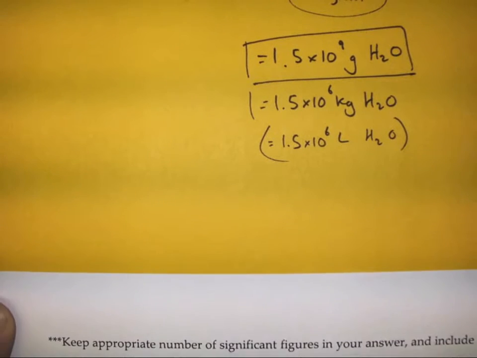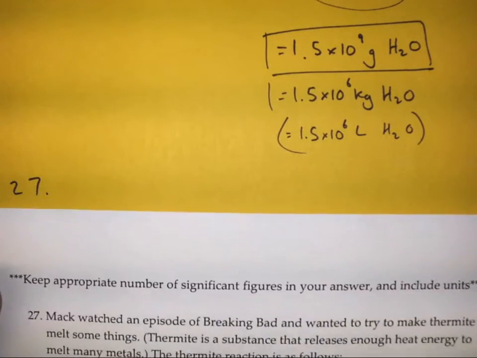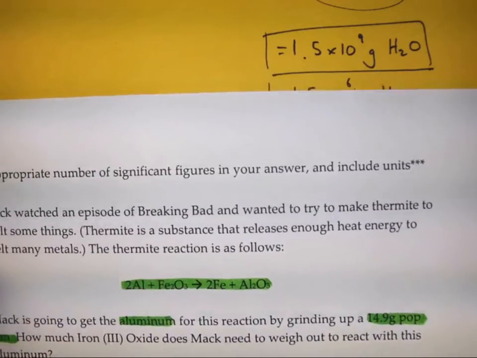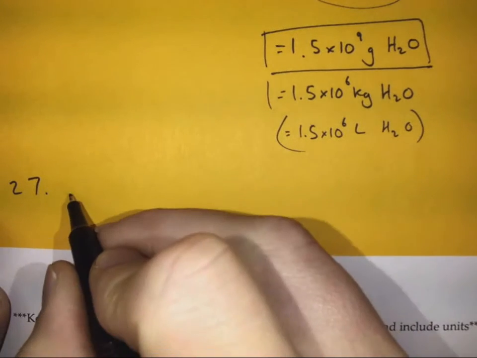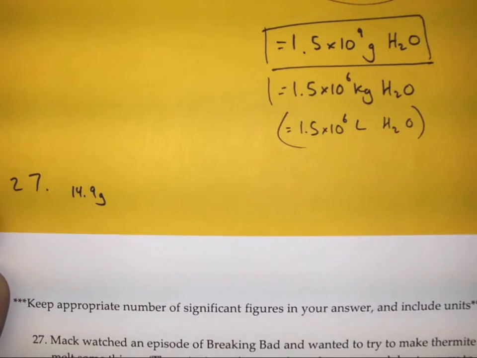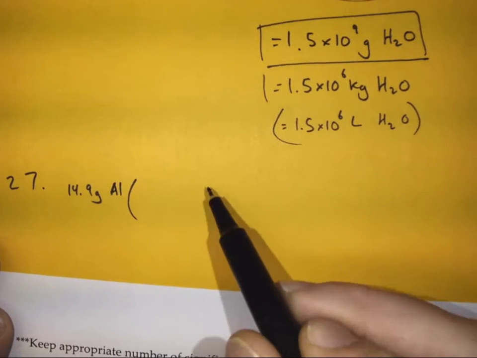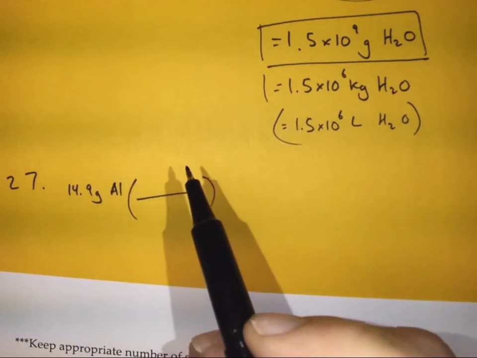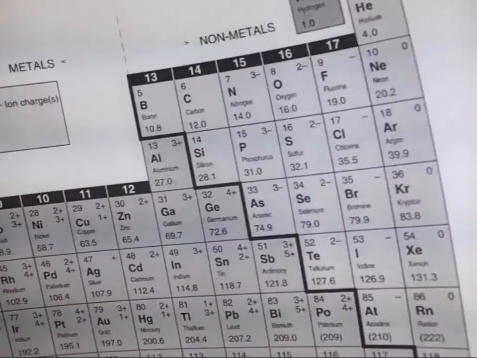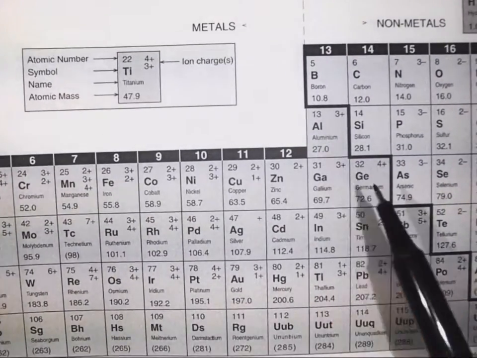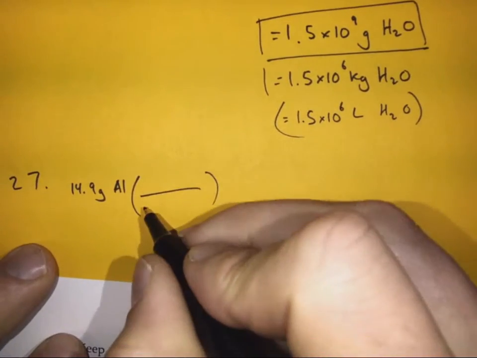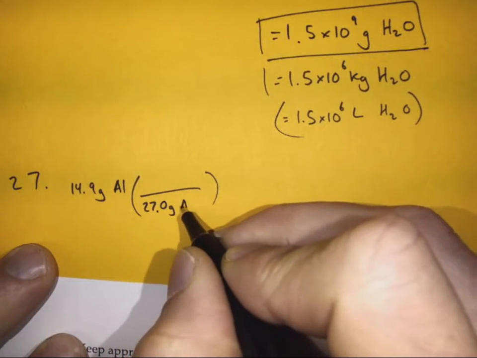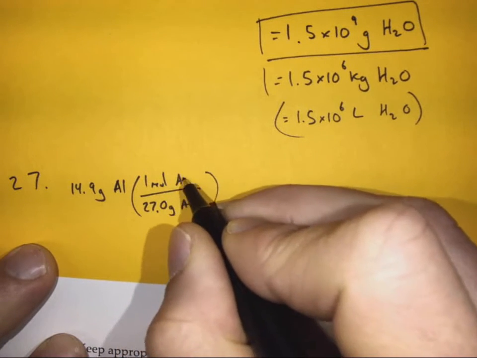Let's find out. Right, so what do we have here? We have 14.9 grams for our pop can. And that pop can is aluminum, so I'm just going to abbreviate it as Al. Now, obviously, we need to be able to convert into moles eventually, so I'm going to use my molar mass of aluminum, which is 27.0 grams per mole. So 27.0 grams of aluminum for every 1 mole of aluminum.